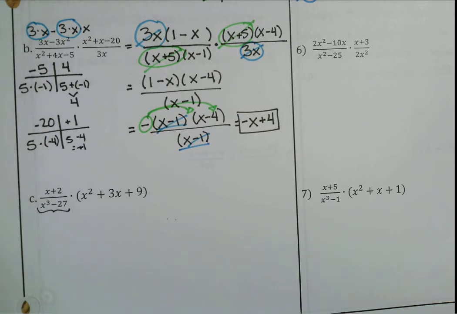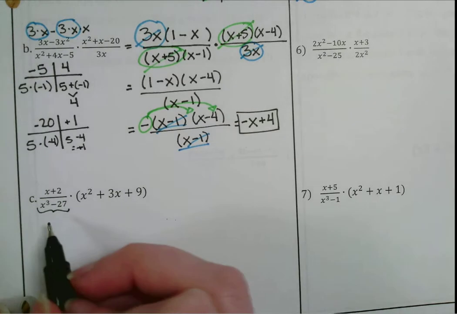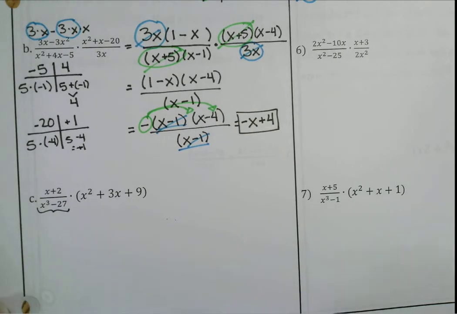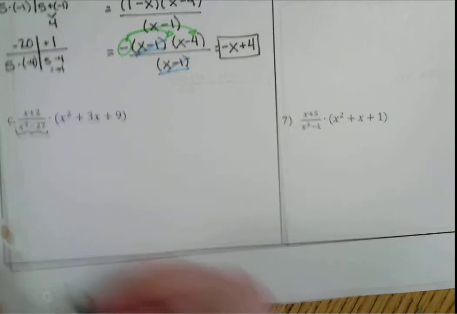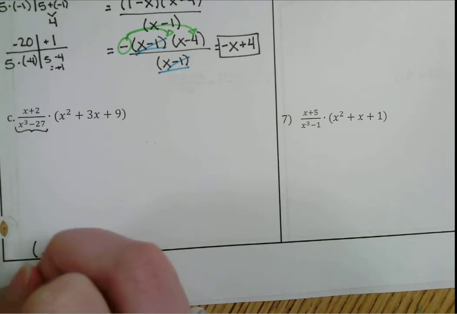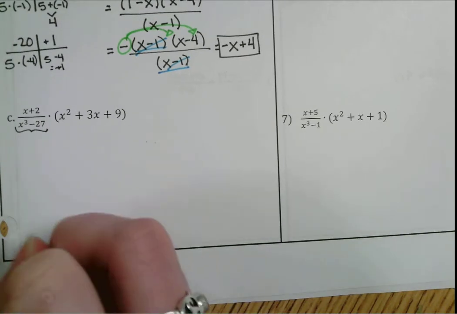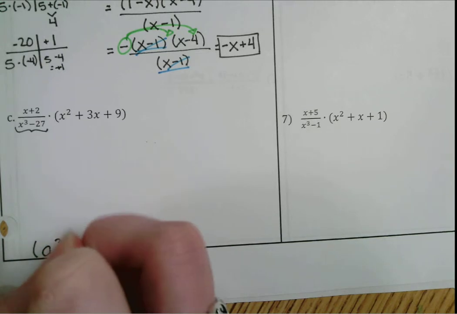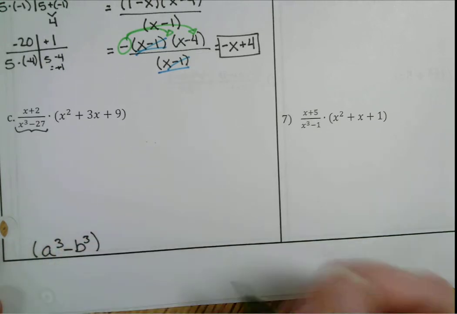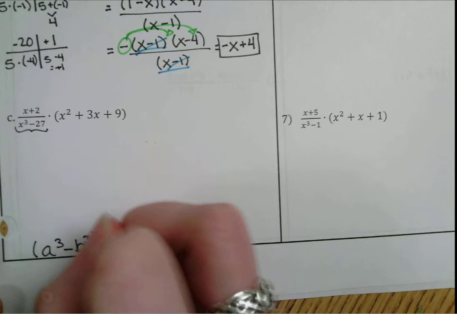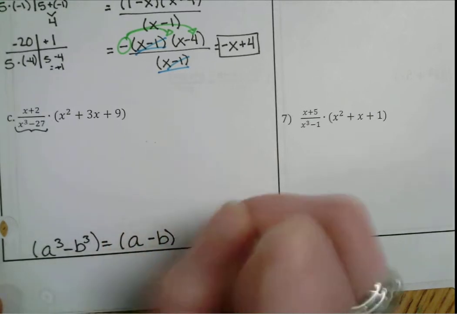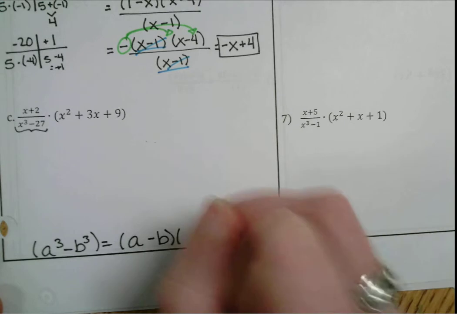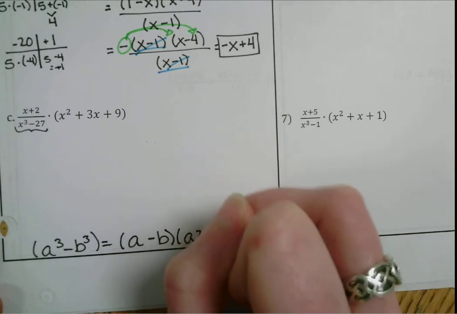When you see a cube, you always want to go through and factor first. Sorry, my throat is still not happy. So whenever I see an a cubed minus b cubed, I don't know why I put parentheses around that, you don't need them. I can rewrite that as an a minus b times an a squared plus a times b plus b squared.